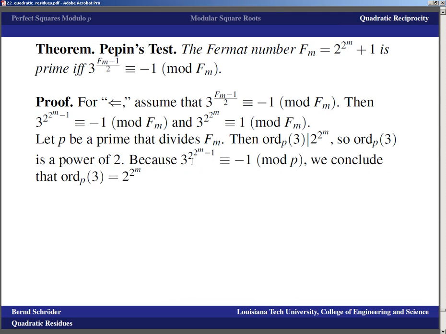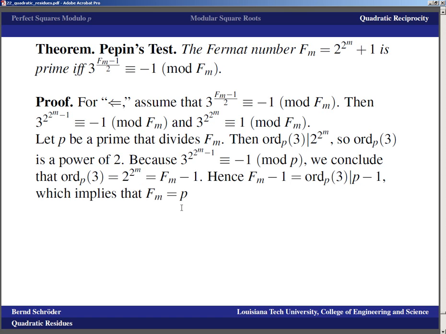And because 3 to the 2 to the 2 to the m minus 1 is equivalent to negative 1 modulo p, we conclude that the order must be exactly 2 to the 2 to the m, because, of course, if the order was smaller, then any further squaring would just lead to 1's and not to negative 1's. And we remember that 2 to the 2 to the m is F_m minus 1. That means that F_m minus 1 is the order of 3 modulo p, which must divide p minus 1. That means that F_m minus 1 is less than or equal to p minus 1.